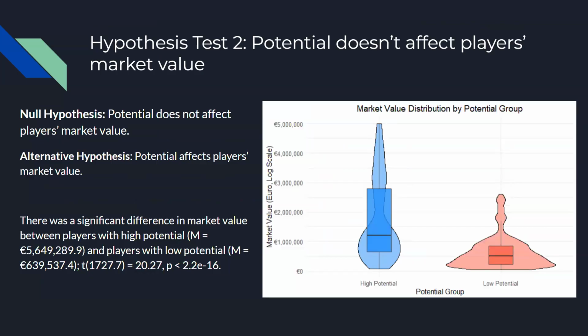Similarly, for potential, we have a violin plot, and we can see that there is a significant difference between high potential players and low potential players in their market value.